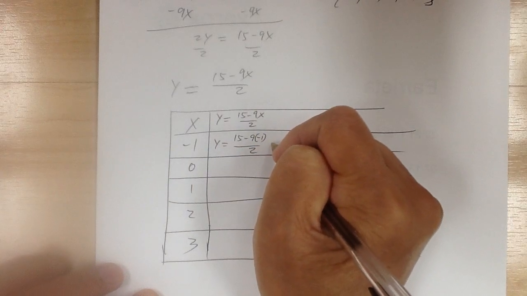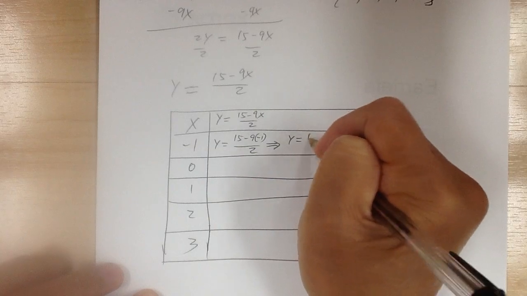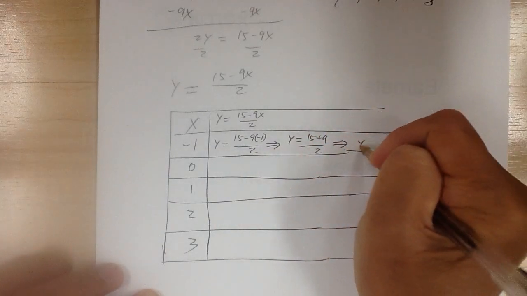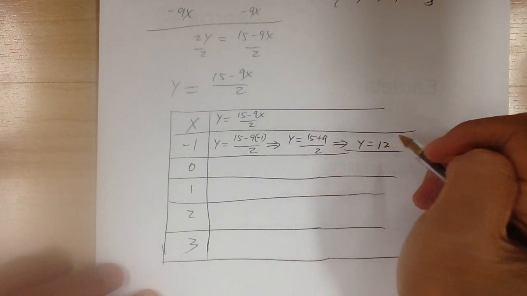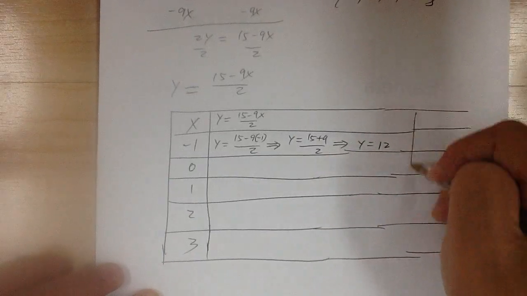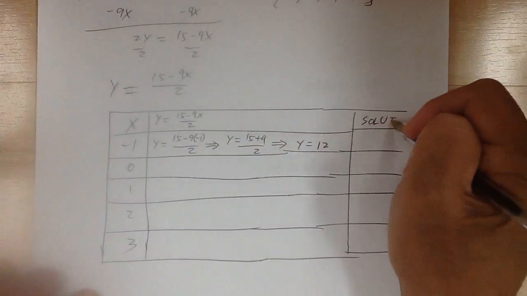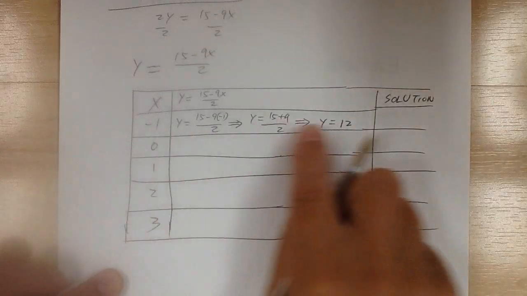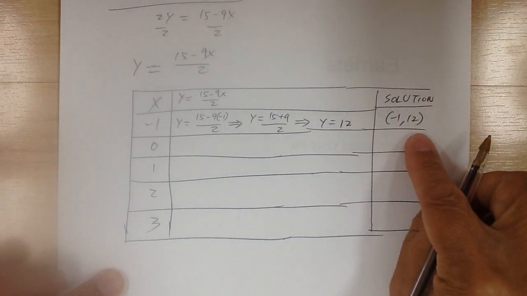And so you're going to get y equal to 15 plus 9 over 2, and so you're going to get y equal to 24 over 2, which will give you 12. Okay, so here's your solution. Negative 1 will give you 12. So this one is negative 1 comma 12. Okay, so that's your one answer.